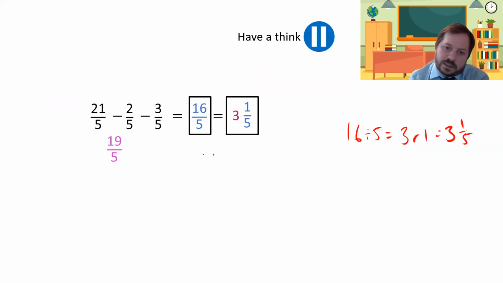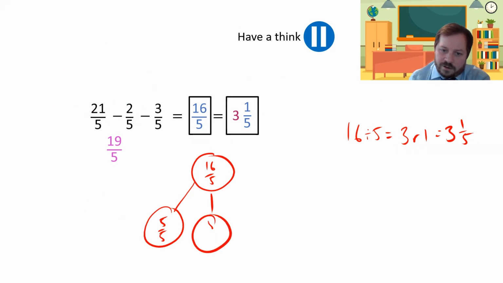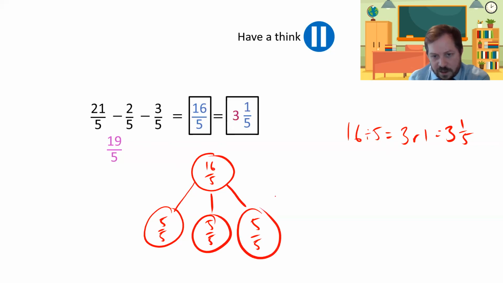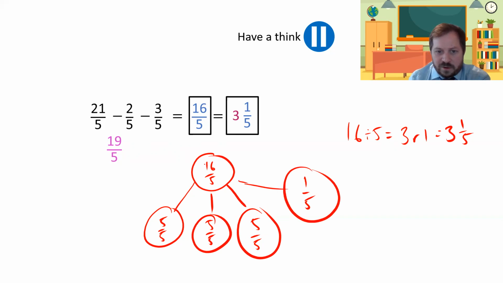If you were going to do it as a pothole model, you could take away 5/5 there. You could take away another 5/5. You could take away another 5/5. You're left with just 1/5 left. There it is. Check, we still got 16: 5, 10, 15, 16. We're good. Each 5/5 is the same thing as saying 1. We've got 1, 2, 3, and 1/5.